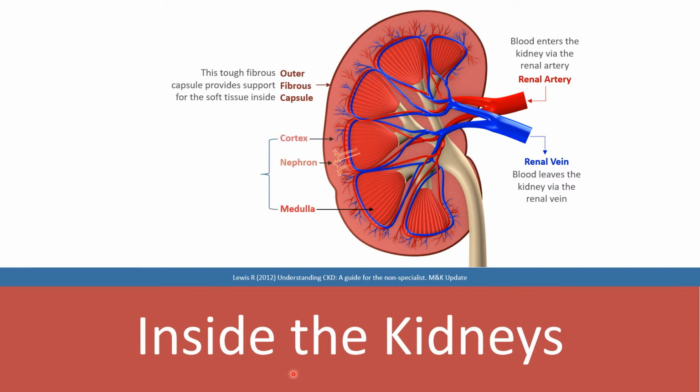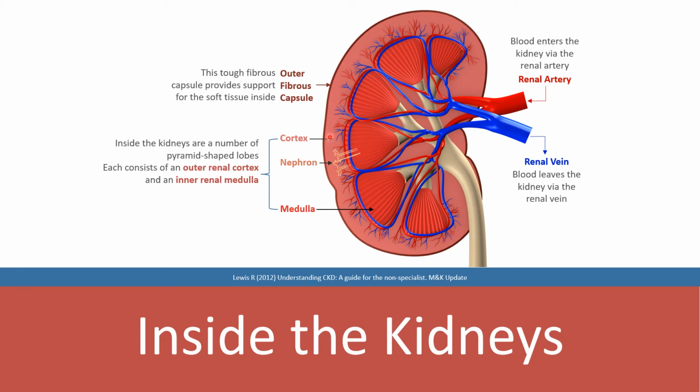There's then 3 really important bits. This here is called the cortex. This here is called the medulla, and that tiny little structure there is called the nephron, and the nephron is the functional unit of the kidney. We will be talking a lot about that in a short while. So just to tidy that bit up, inside the kidney we've got lots of these pyramid-shaped lobes.